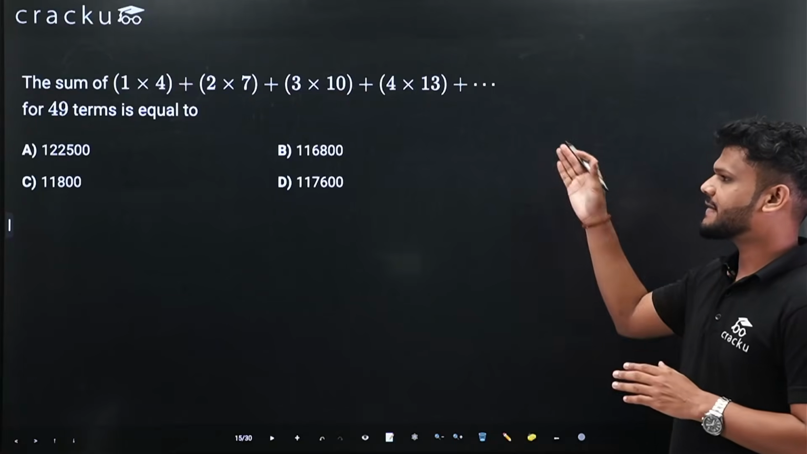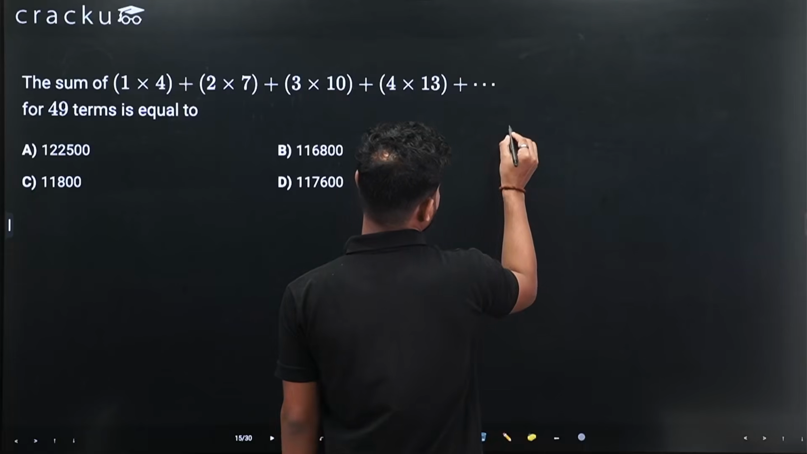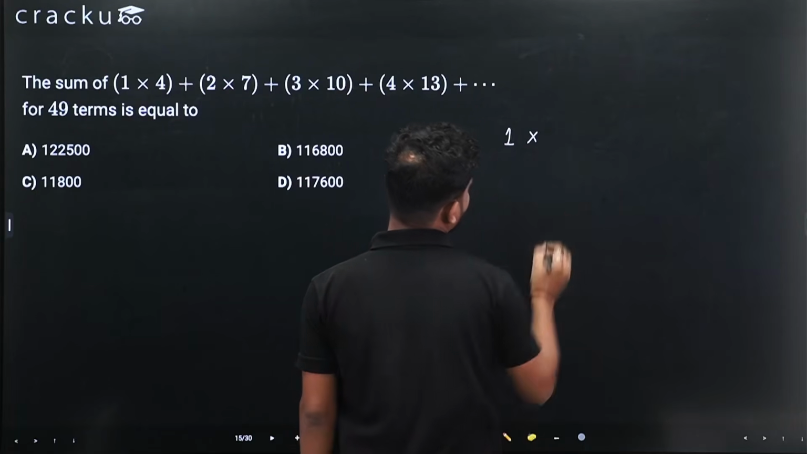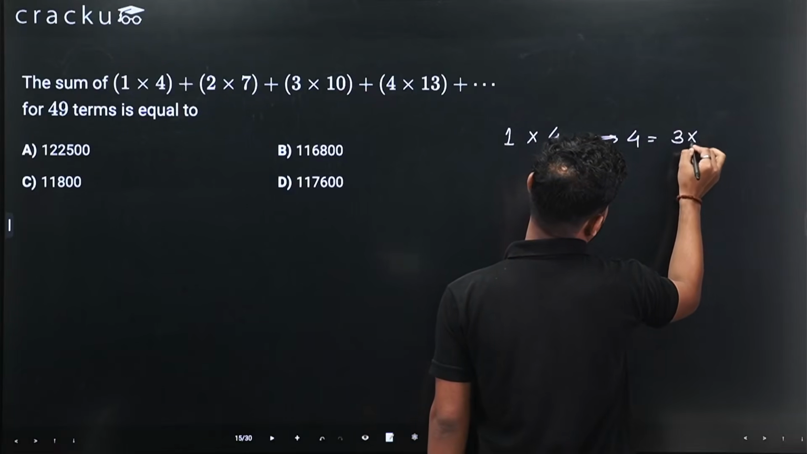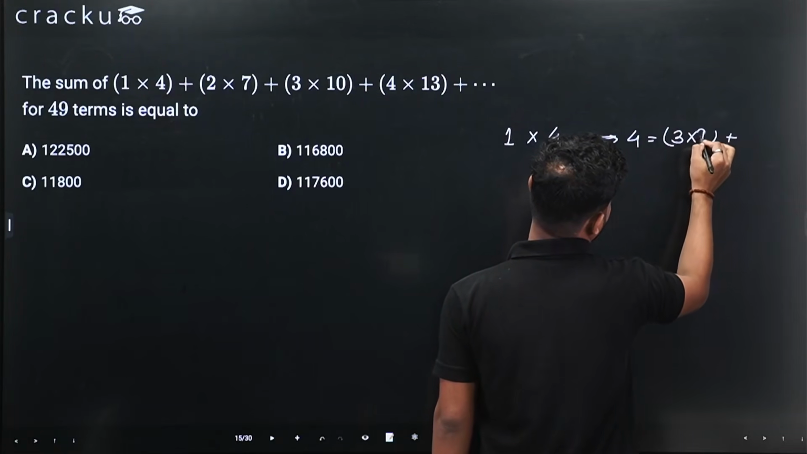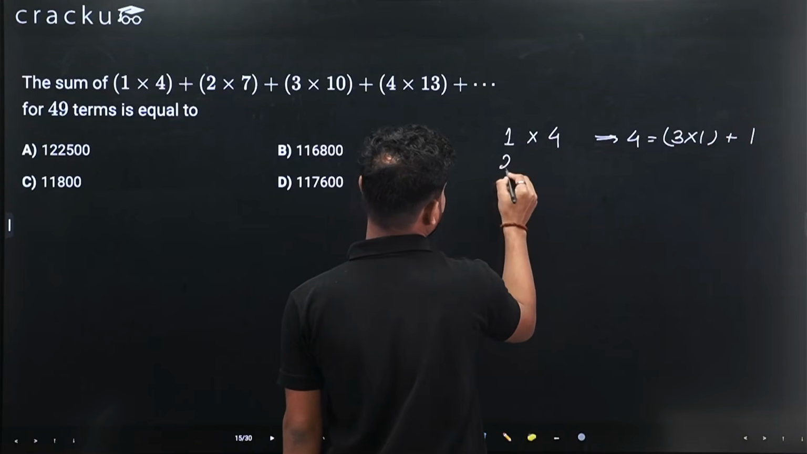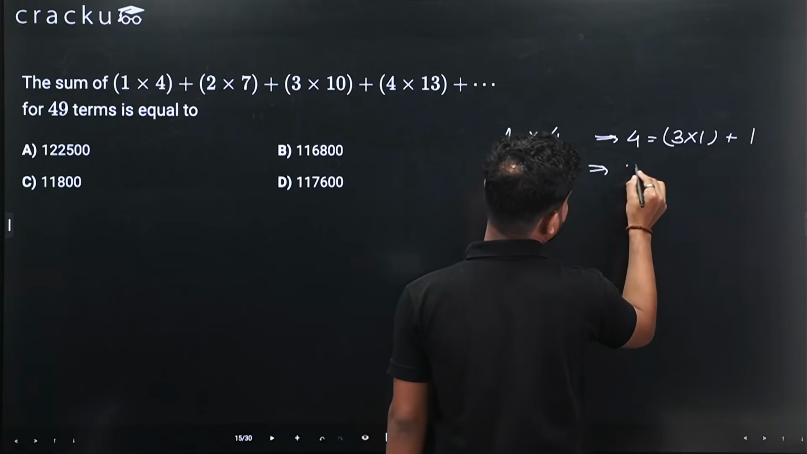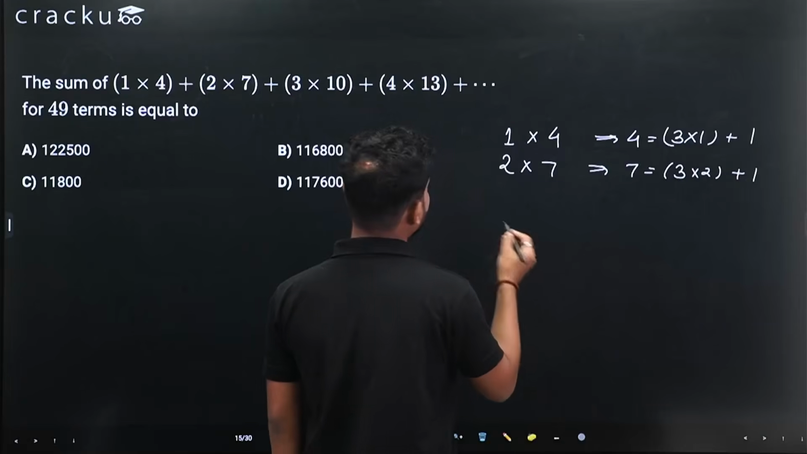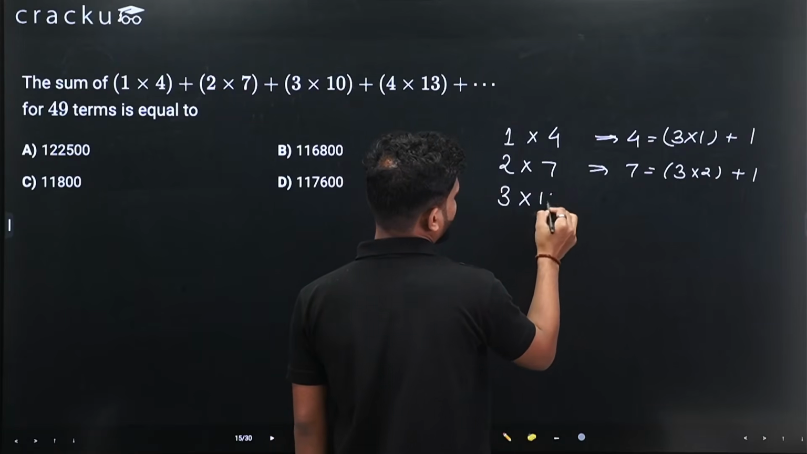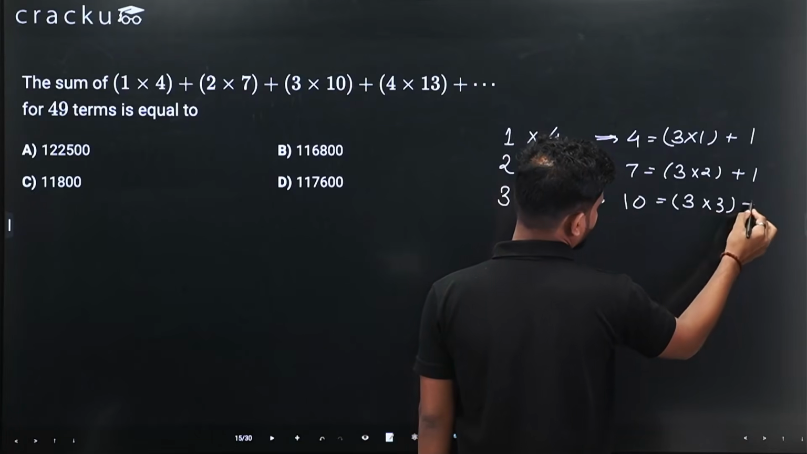In this question, we have to find the sum of this series up to 49 terms. How do you find? First, let us find the pattern. In the first bracket, we have 1 into 4. How can I write 4? I can write 4 as 3 into 1 plus 1, right? In the second bracket, I have 2 into 7. How can I write 7? I can write 3 into 2 plus 1. In the third bracket, I have 3 into 10. How can I write this 10? 10 is nothing but 3 into 3 plus 1.